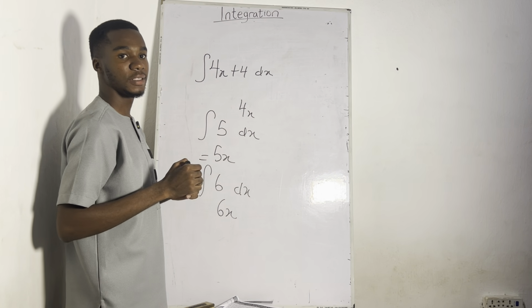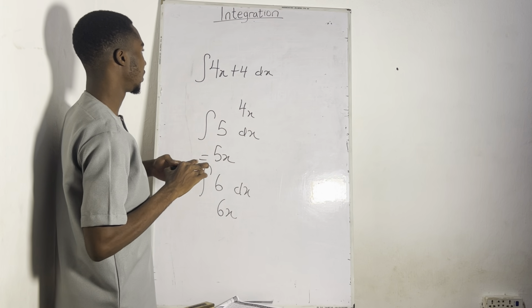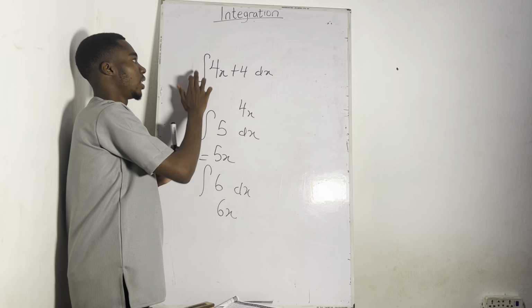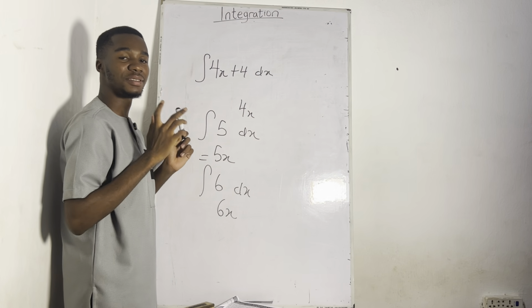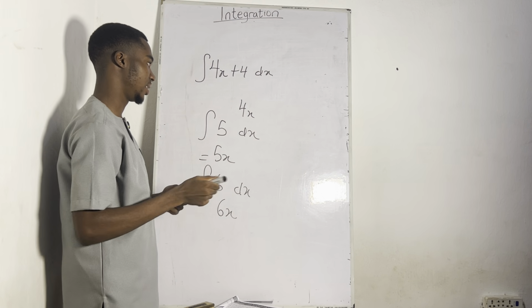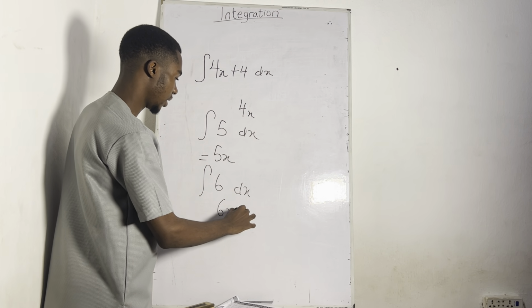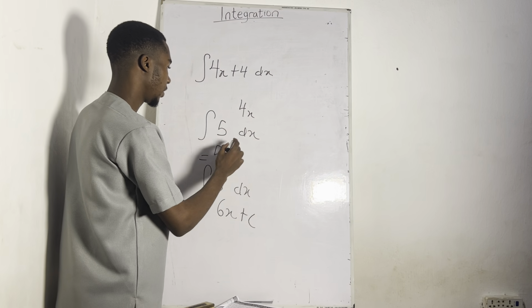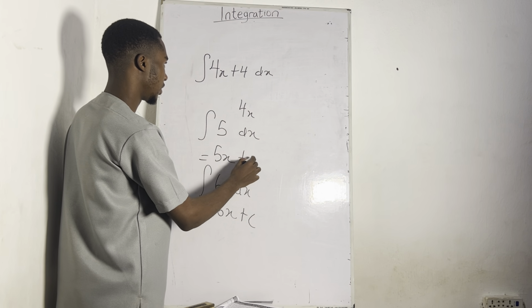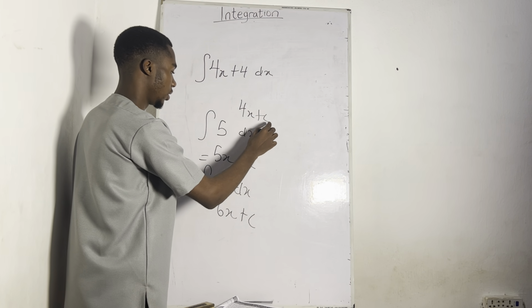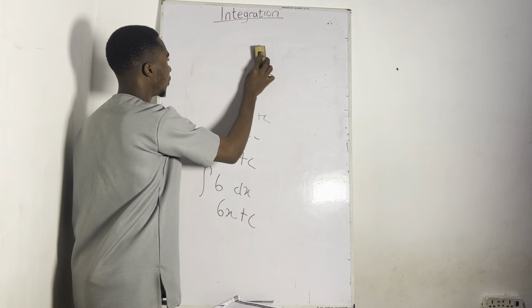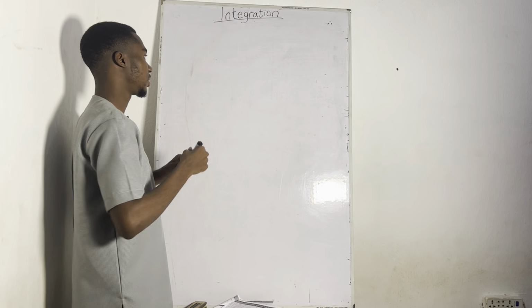6x. But then for the indefinite integral, when there are no numbers here, after you're done integrating, you add c to it. So this one becomes 6x plus c. This one becomes 5x plus c. This becomes 4x plus c. Do you get it?